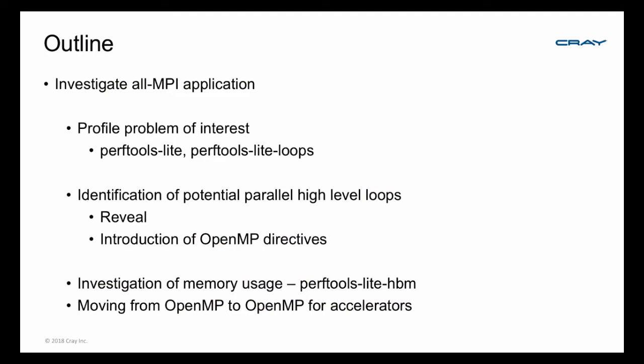The next step will be to look at memory usage. The tool we will use for that is called Perftools-lite-hbm. And then finally, once we have a really good OpenMP code, hybrid code, we're going to move it to OpenMP for accelerators, because this is something that I think will be very helpful for developers, that once you have a really good OpenMP code, it's much easier to move to accelerators.